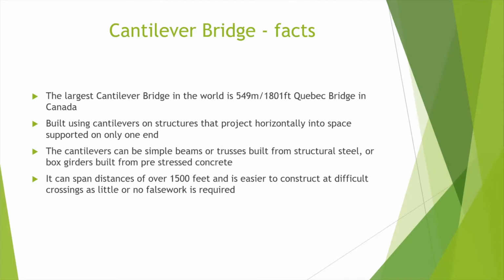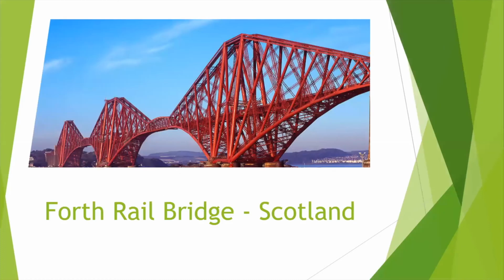They're much easier to construct at difficult crossings because, as I spoke about the false work, if you remember, the false work is the scaffolding, and so there's no false work required. But again, these are amazing bridges, and I've got a couple of examples to show you here. So I have the Forth Rail Bridge, which is in Scotland.